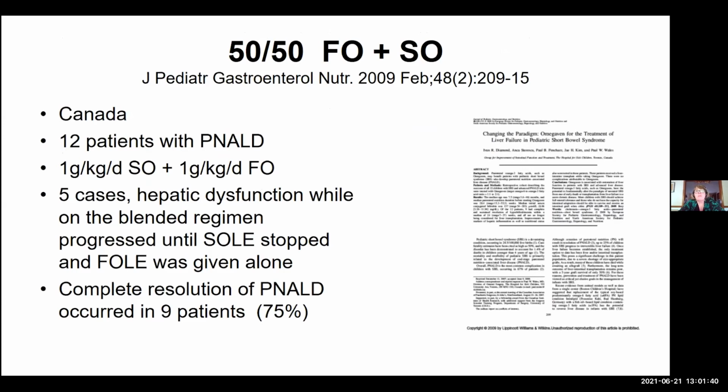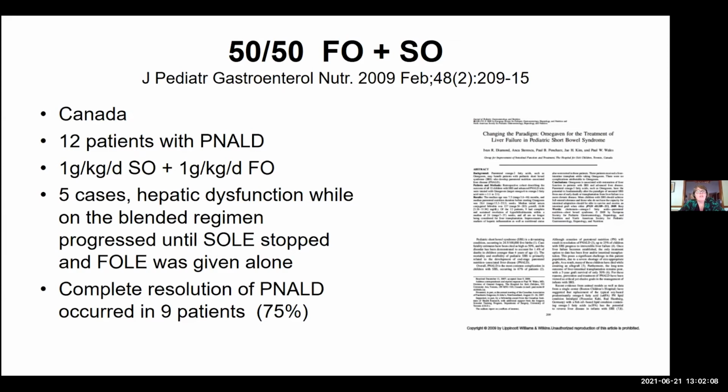In Canada, before they had access to this composite lipid emulsion, they actually did a blend of 50-50 between fish oil and soybean oil. And in their case series, they did 12 patients with IFALD who were treated this way. And of those 12 patients, in 5 cases, they had to actually stop all the soybean oil before they saw clinical improvement with the fish oil. And the reason they even did the blend was that they thought that fish oil alone would cause essential fatty acid deficiency. So that's why they added the soybean oil. But we've since learned you can, in fact, give it safely as monotherapy.